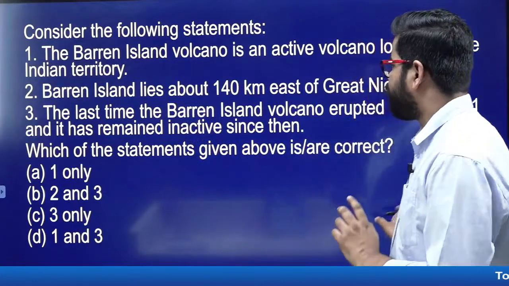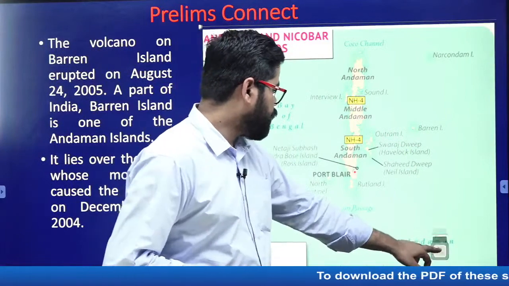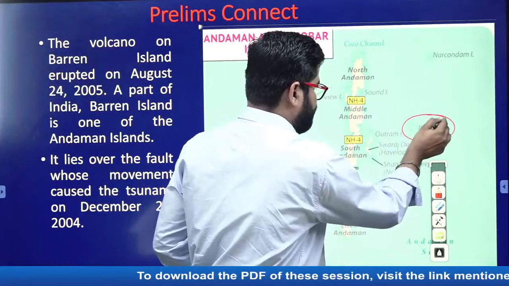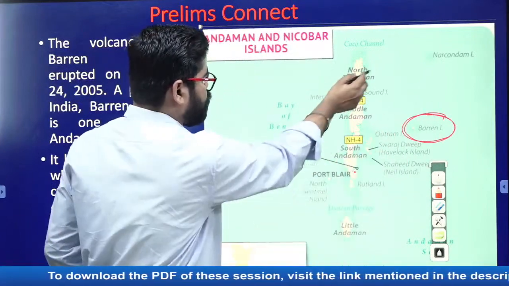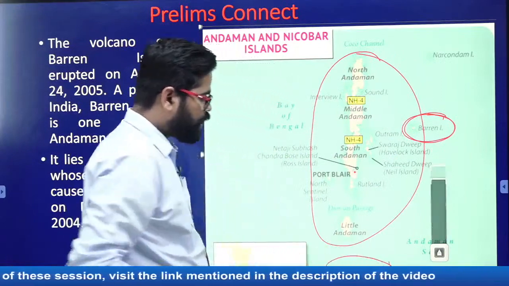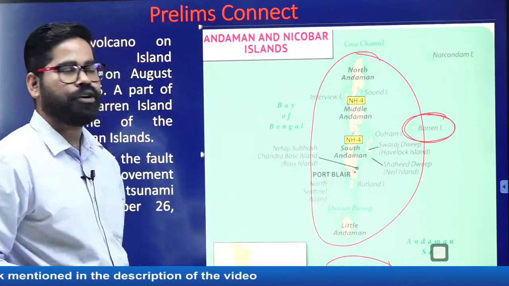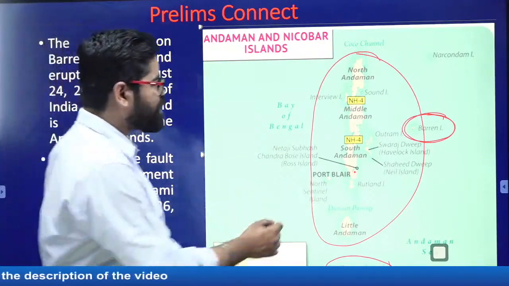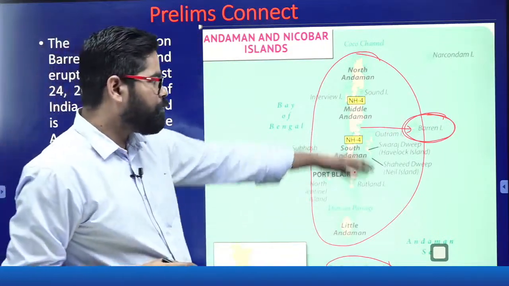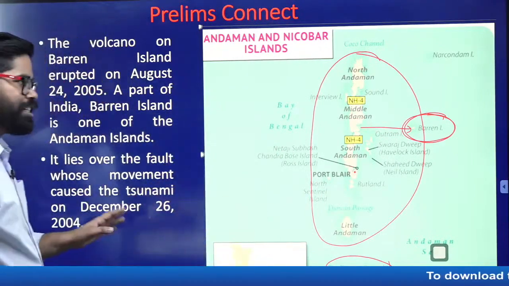See, if you look at the location factor, here we have Barren Island. And this is the portion of Andaman. After Andaman, you have this 10-degree channel, and after this 10-degree channel, further south, you have the Nicobar Islands. So there is no chance that Barren Island is 140 km east of the Great Nicobar. It is far, far north of the Great Nicobar Island. So the second was definitely incorrect.